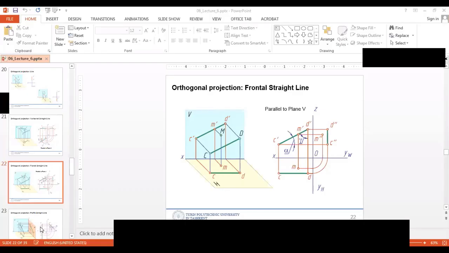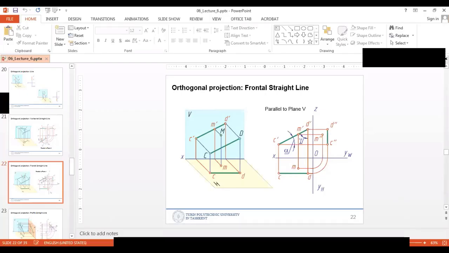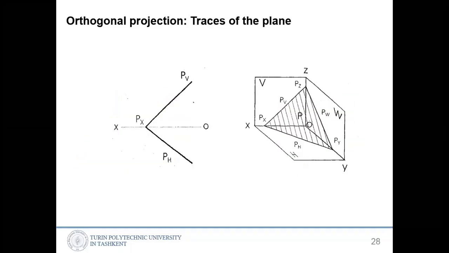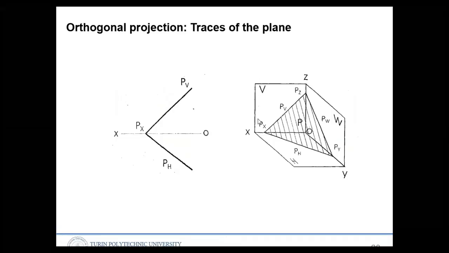Okay, so now the latest slides. So the traces of the plane. Planes also can be given in the orthogonal projection. How could it be? On the right hand side, you can see the plane is given. Okay, so plane P is given, and this is the H plane, the W plane and the V plane. So V, W, and H are the space planes, and then this P plane is given.